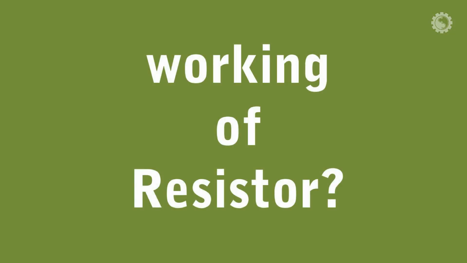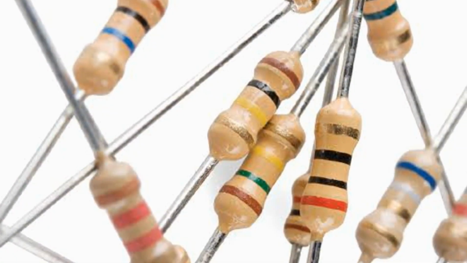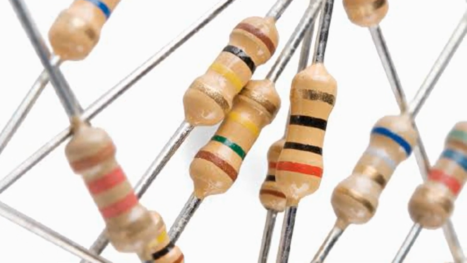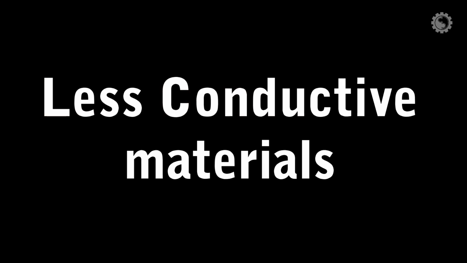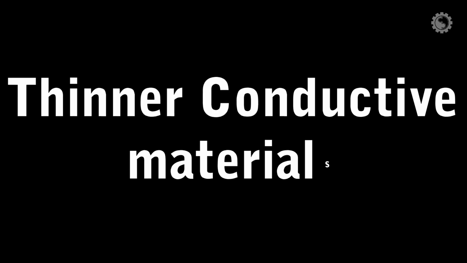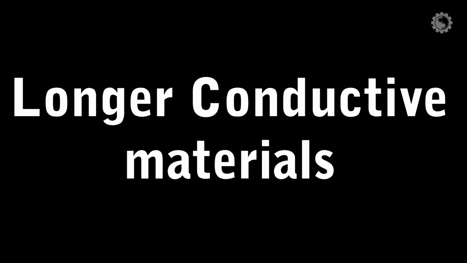Working of resistors. A resistor works by restricting the flow of current. It can take place in 3 ways. One is using a less conductive material. Second is creating it with a thinner conductive material. Last one is making the conductive material longer.